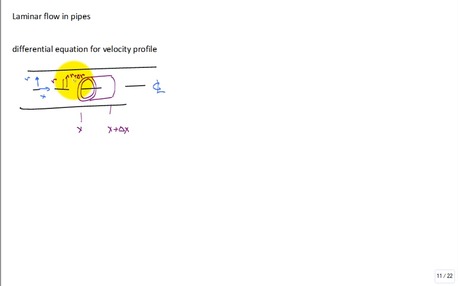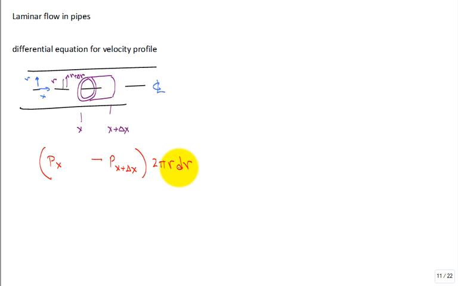Okay. Acting on that little element, we're going to have the pressure at the location x pushing in the positive x direction. We'll have the pressure at location x plus delta x, but what direction does that push? In the negative x direction. And what is the area that the two pressures act on? It acts on 2 pi r dr. That's the area it acts on.